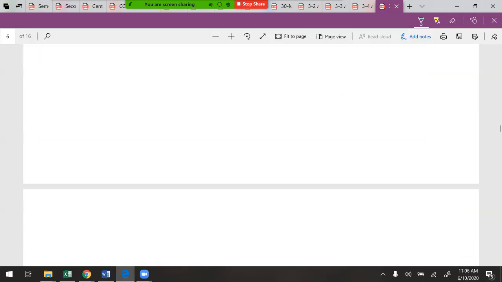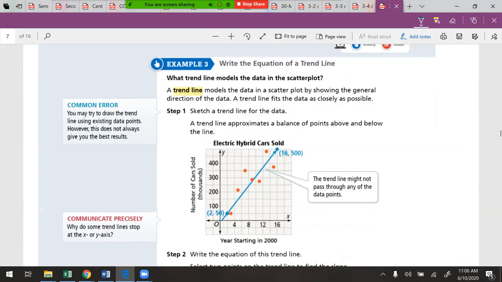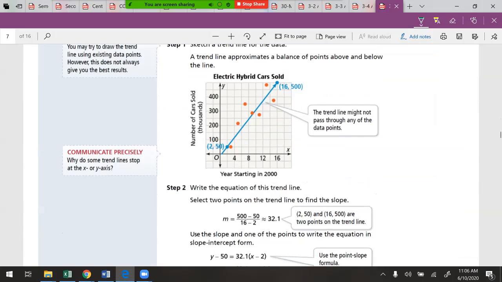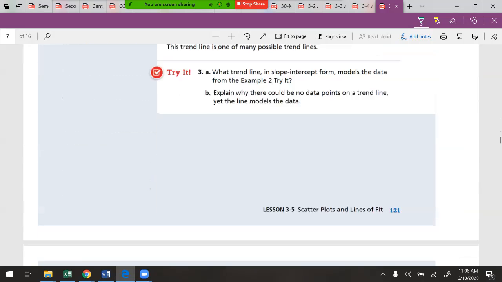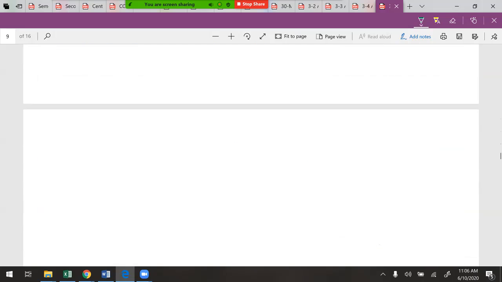Okay, so one thing I want to talk about is trend lines. Now, they give you an example, and the way that we do it here is you basically pick 2 points that split the points in between. You find the slope, and then you find the y-intercept. I'm not even going to bother with that. What I want to do instead, okay, is this.